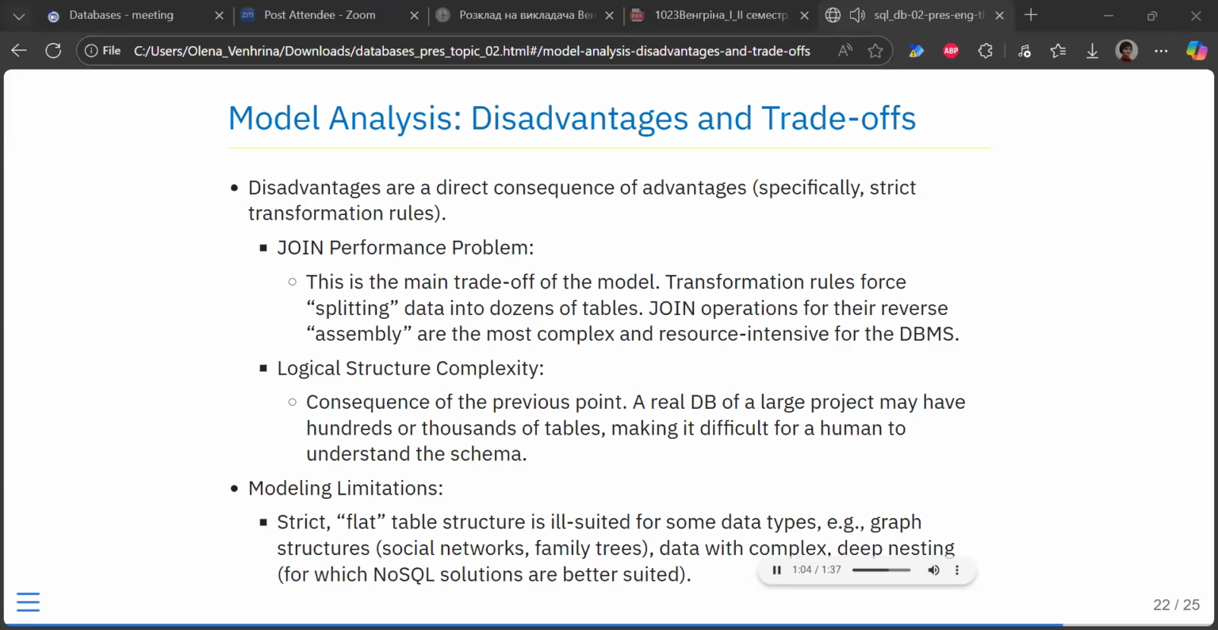And third, the limitation of modeling itself. The strict, flat, two-dimensional structure of a table is perfect for financial or university data, but it is ill-suited for all data types. For example, it terribly models social network connections, who is a friend to whom, or family trees. For such tasks, other, non-relational approaches are much more often used today, for example, graph or document-oriented NoSQL databases. We reviewed the advantages and disadvantages. The last, final step of our lecture remains.